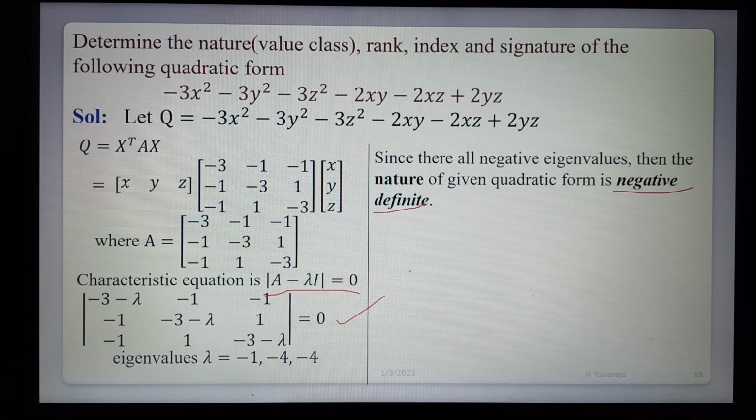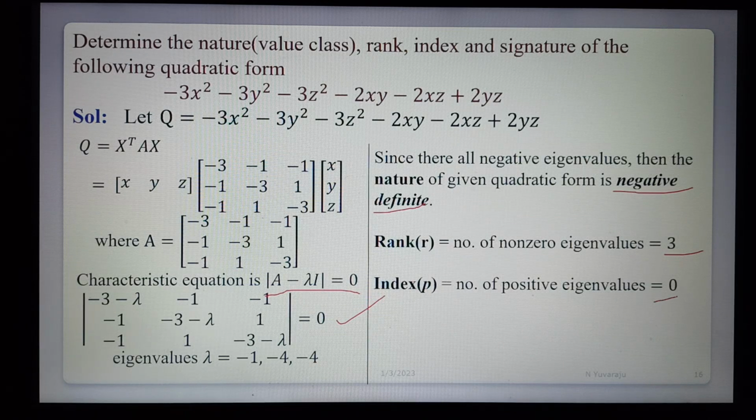So next one, rank. Rank is the number of non-zero eigenvalues. There are 3 non-zero eigenvalues: minus 1, minus 4, minus 4. All 3 are non-zero, so rank is 3. Next one, index. Index is the number of positive eigenvalues. There are no positive eigenvalues here, so index is 0.